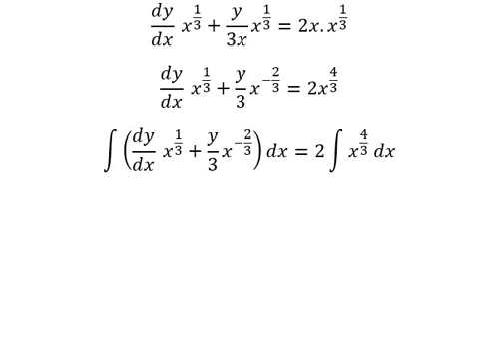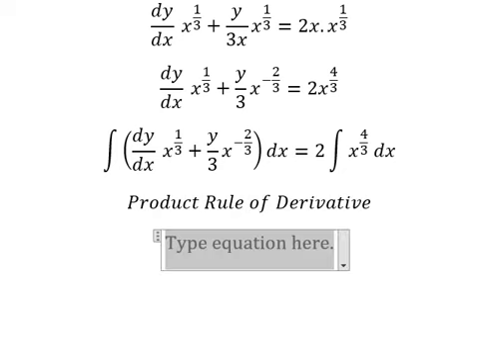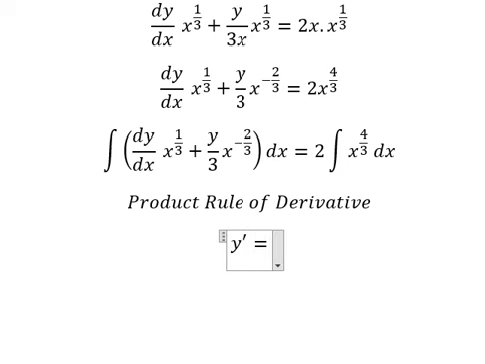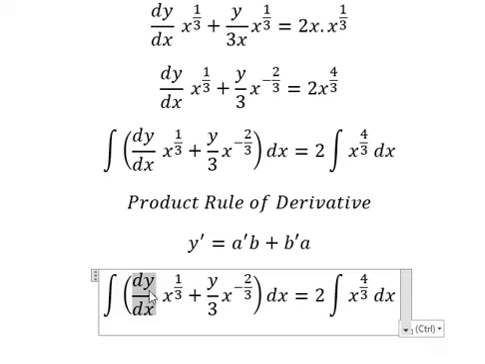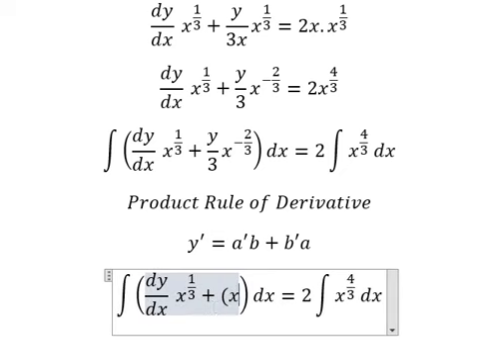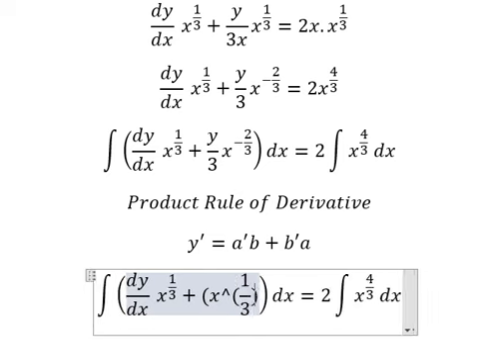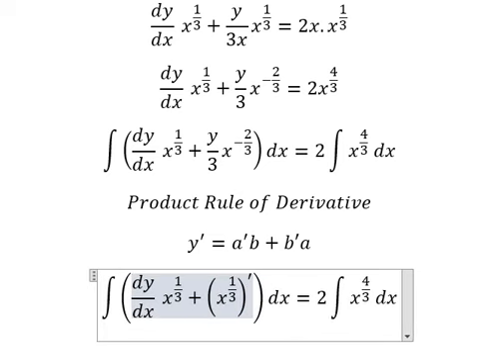Now, we can apply the product rule of derivative. That means we have the first derivative of y equals the first derivative of a multiplied by b plus the first derivative of b multiplied by a. So, this one we have the first derivative of a multiplied by b. This one in here with number 3, that is the first derivative of s to the power of 1 over 3 multiplied by a.